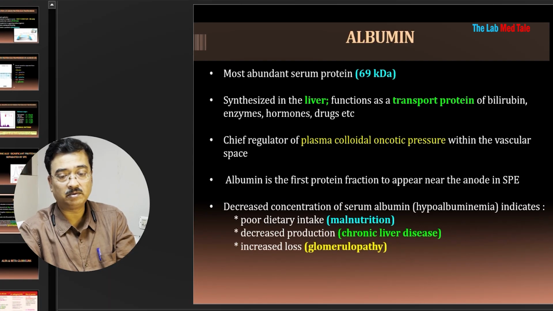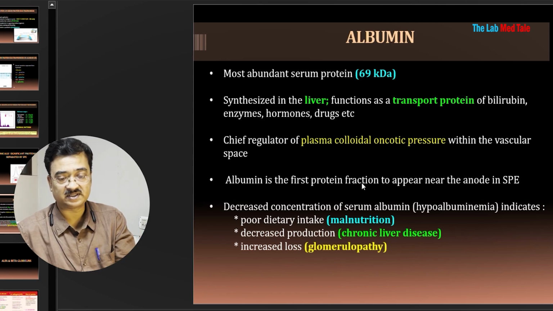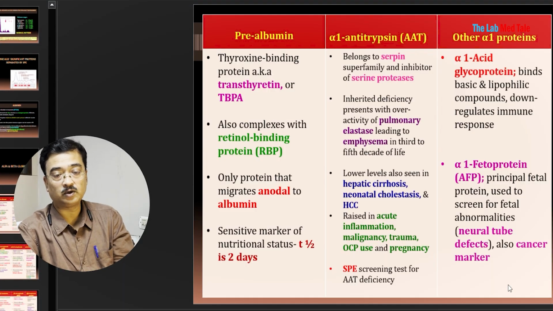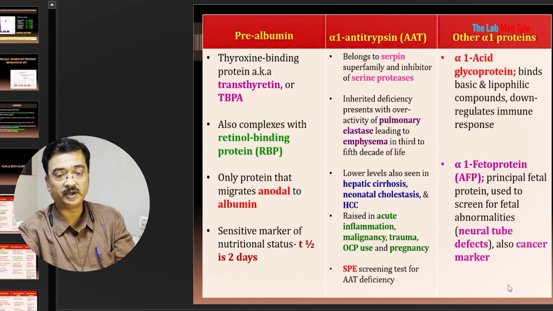And albumin, as you know, the maximum concentration is there. So it's most electronegative, so it runs faster. And they are mostly very low in albumin, usually found in malnutrition, chronic liver disease, nephropathy, etc. Alpha and beta globulins, we should go through quickly.